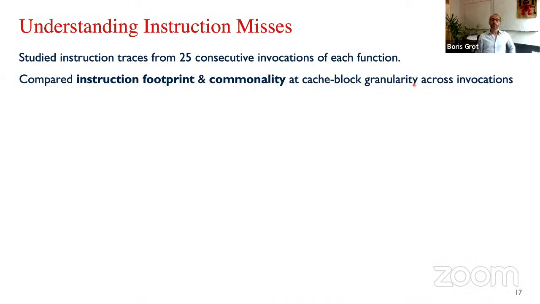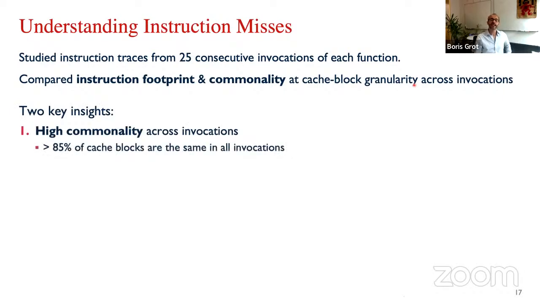Okay, so the good news is when we study the misses for instructions on the chip, we realize that there's a high commonality across function invocations. When we invoke the same function over time, most of the instructions being accessed are the same, right? They're the same in the kernel, they're the same in the network stack, they're the same in the gRPC, and they're the same in the user code to a large extent, over 85% of instruction cache blocks. So this is kind of like the good news.